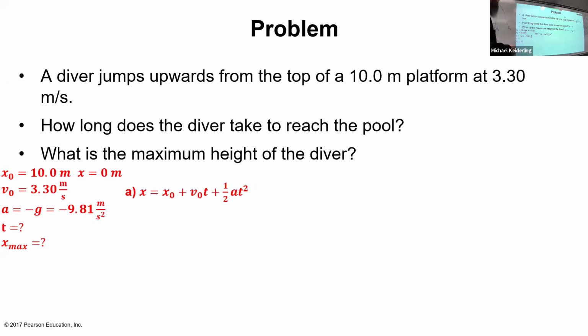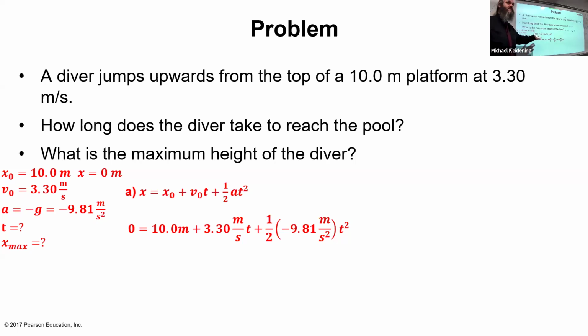So we're going to use x equals x naught plus v naught t plus 1/2 a t squared. We'll start by plugging in our values. 0 equals 10 meters plus 3.3 meters per second times time plus 1/2 times negative 9.81 meters per second squared times time squared. And we want to find out what time is. Well, this is a quadratic function set equal to 0. There's a formula for that.